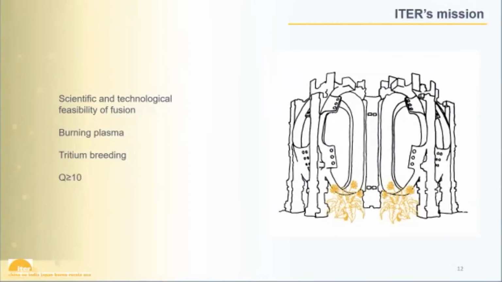ITER's mission is very simple. It's this little equation, which means Q bigger equals 10. This is the minimum requirement for ITER, so to produce at least 10 times as much energy that it requires to operate ITER. So with 50 megawatts of input power, we have to get at least 500 megawatt thermal out. So 10 times the energy.